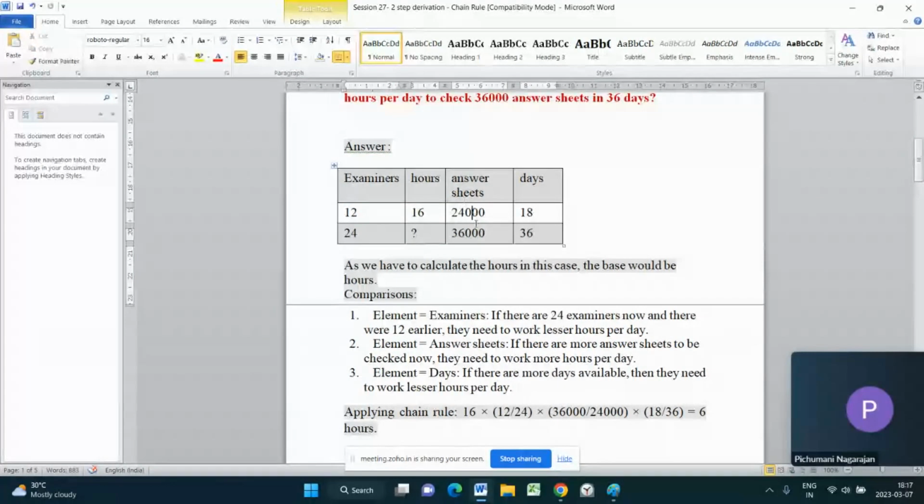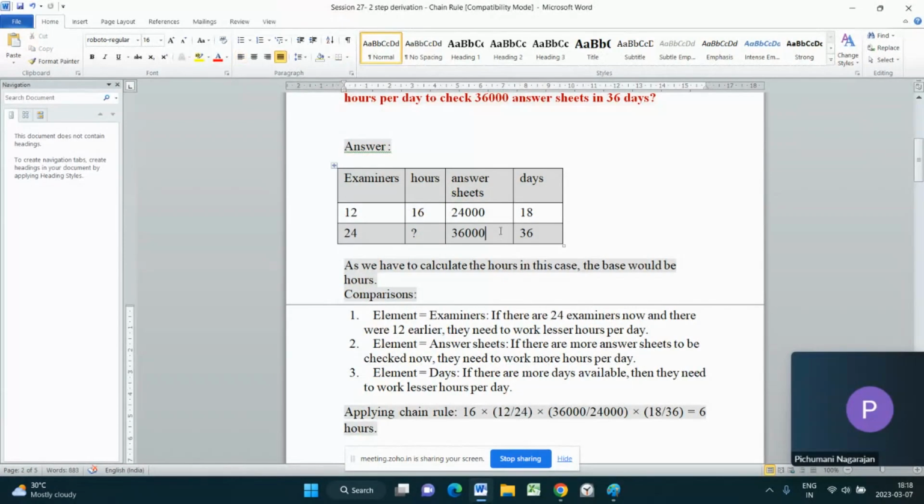Next comparison, I have to finish 36,000 papers as against the 24,000 earlier. This is inversely proportional. It is not a directly proportional value. So it is 36,000 by 24,000. For examiners we took 12 by 24, because here I have 24 examiners and earlier only 12. Since I spend less time, we are taking 12 by 24.